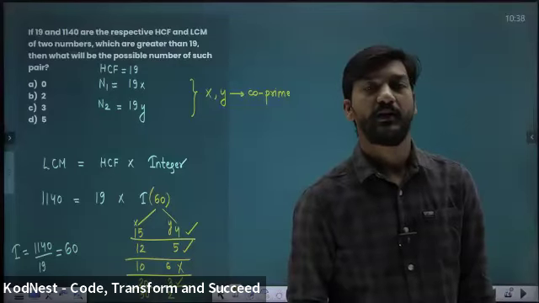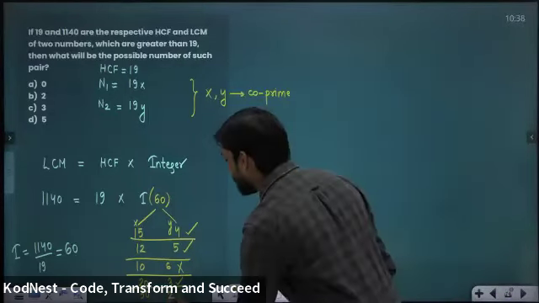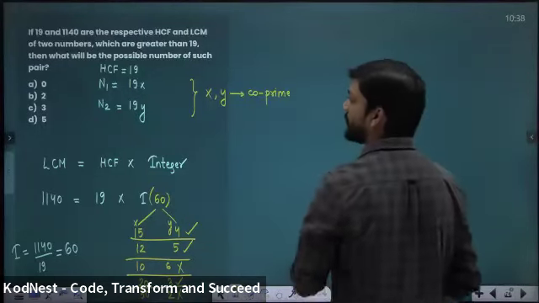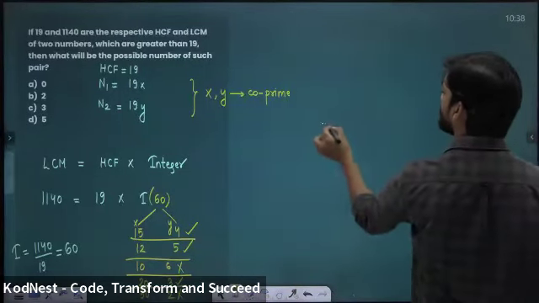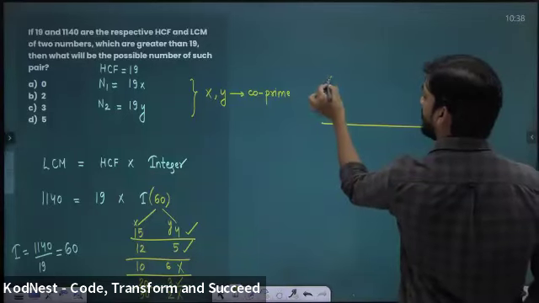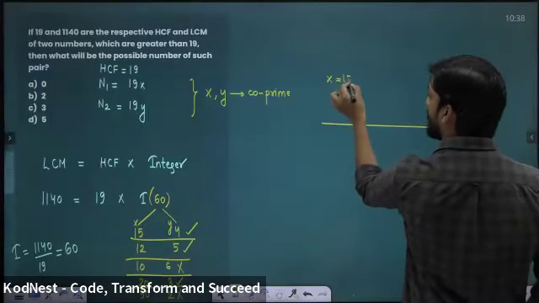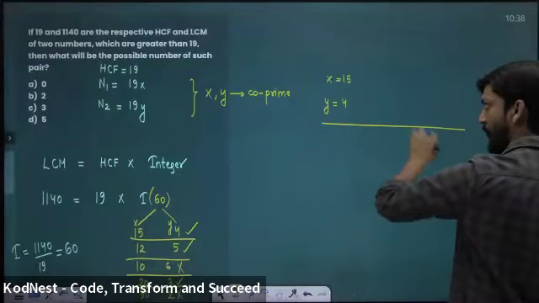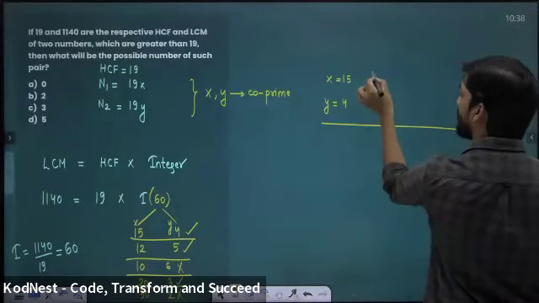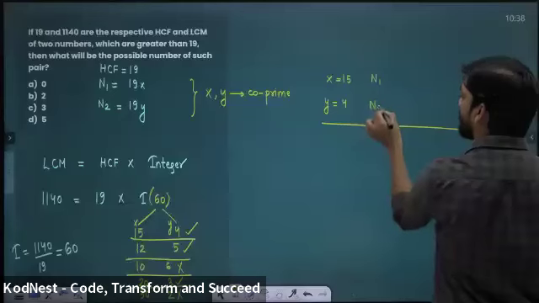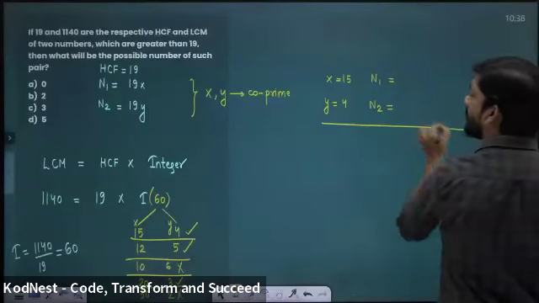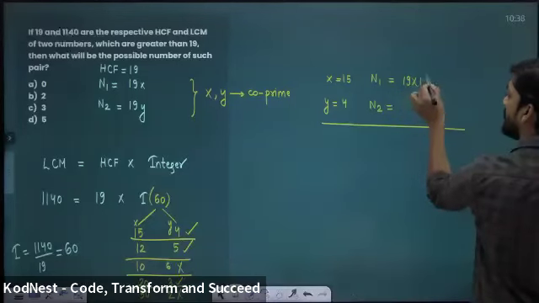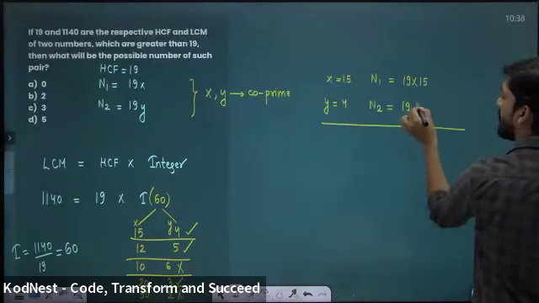30 and 2. No, common factor is 2. Okay, we cannot take it. If I take the first one, let me write this. If I take x equal to 15 and y equal to 4, although now it is not required actually, but still I'm telling you, n1, n2 I will get as 19x, 19y. So 19 into 15, 19 into 4.